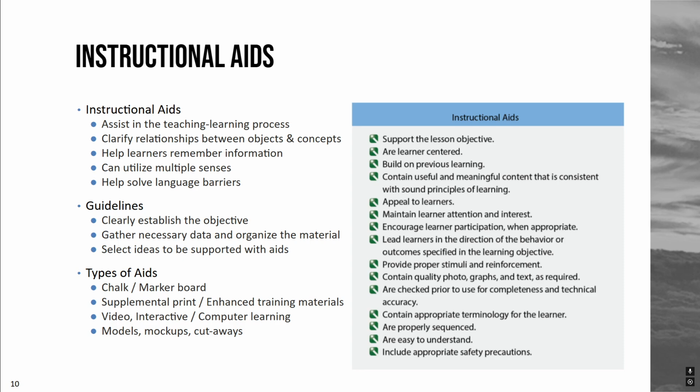So the guidelines for using an instructional aid is you want to clearly establish the objective, and you want to gather necessary data and organize the material. So if I know I'm going to give a lesson on aerodynamics, I can say, okay, I want a model plane, and I can use it in different ways to help illustrate why the aircraft has the tendency to yaw in the opposite direction of the desired bank. And so maybe this model can help me explain adverse yaw. And select ideas to be supported with the aids.